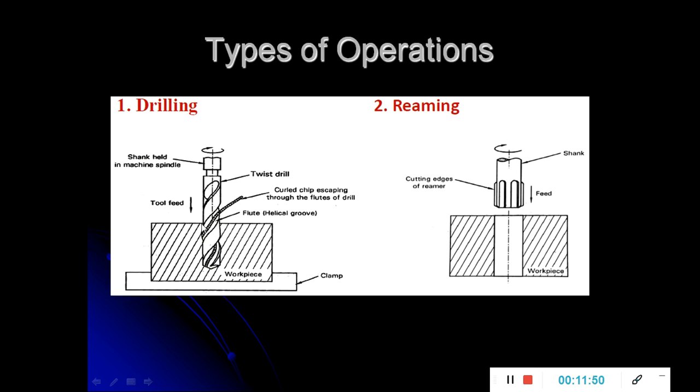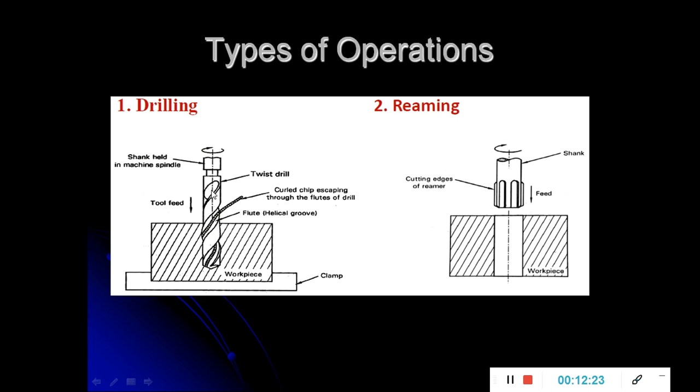Drilling is the operation of producing a circular hole in a solid workpiece with the help of a rotating tool known as a drill bit. Here, as shown in the figure, this is the drill bit, this is the workpiece, and this is the clamp. The workpiece is held securely with the help of a clamp or directly on a machine hoist of a drilling machine. The tool is fed against the workpiece. Here the workpiece is stationary, the tool is rotating.